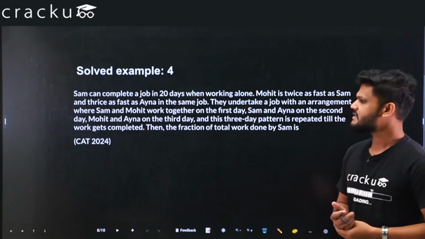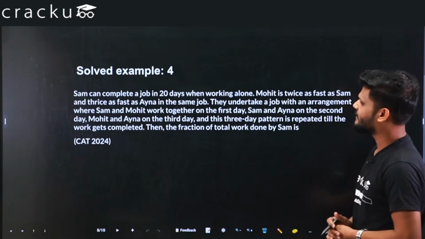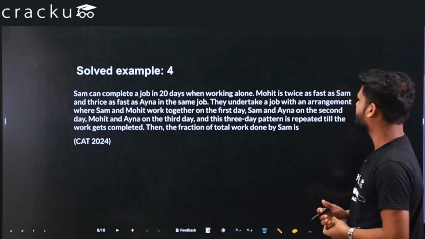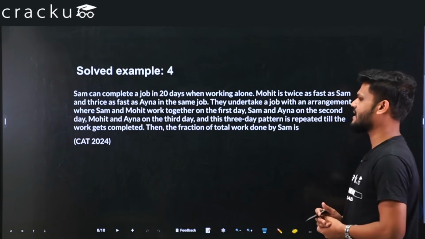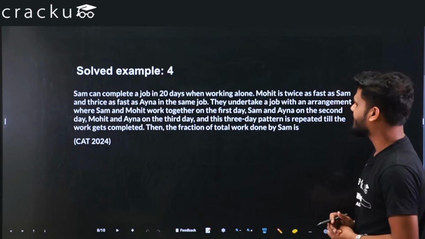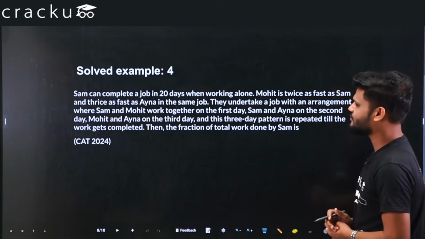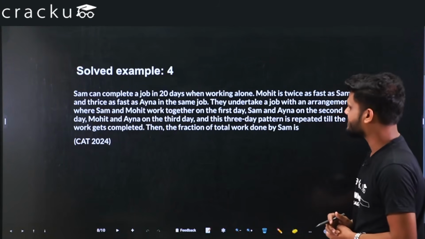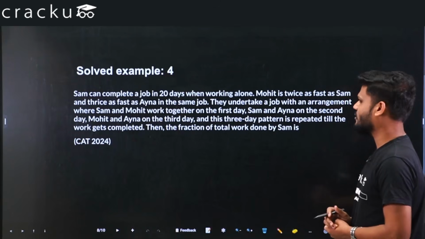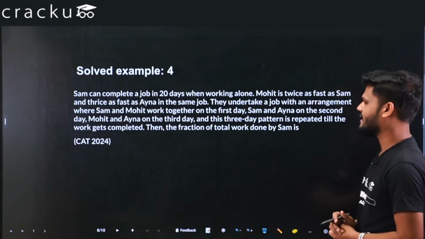So in this question we are asked, Sam can complete a job in 20 days when working alone. Mohit is twice as fast as Sam and thrice as fast as Ayana in the same job. They undertake a job with an arrangement where Sam and Mohit work together on the first day, Sam and Ayana on the second day, Mohit and Ayana on the third day.